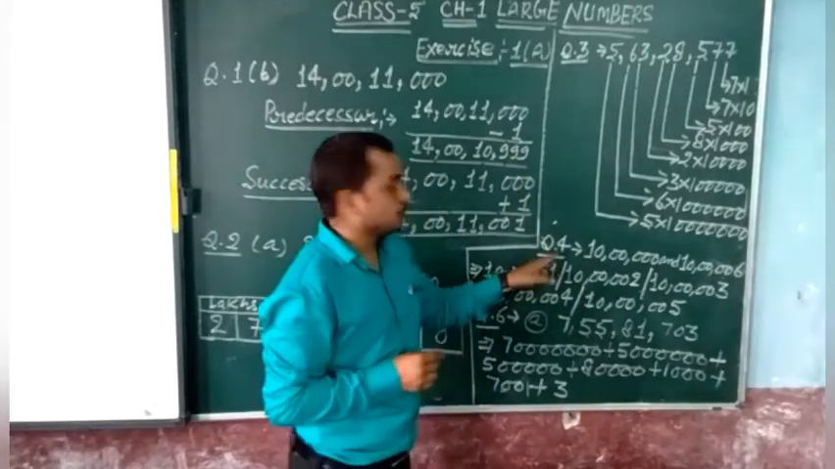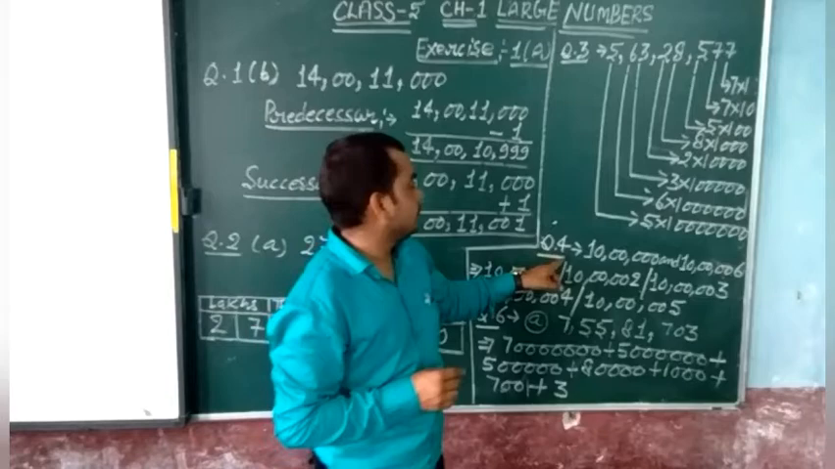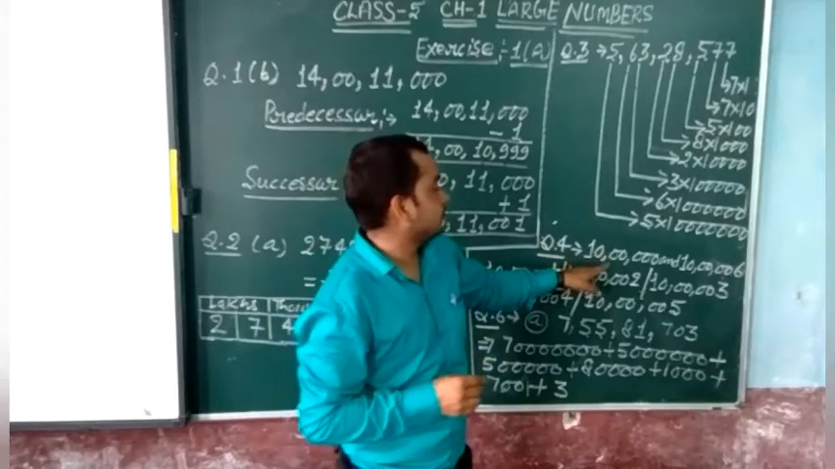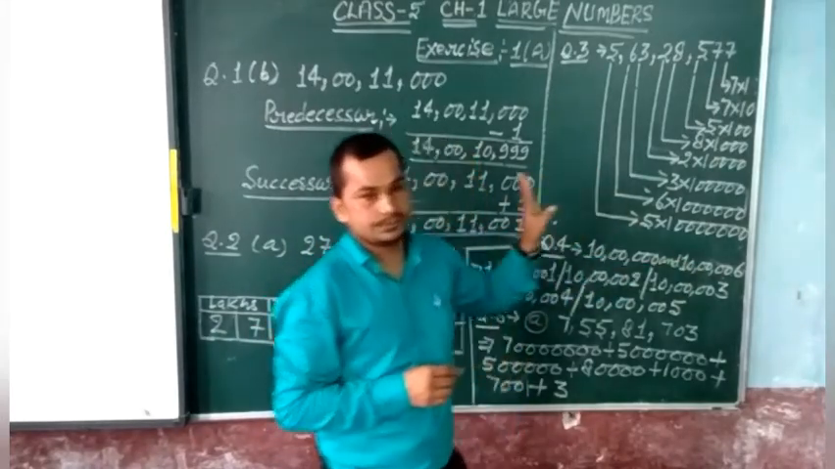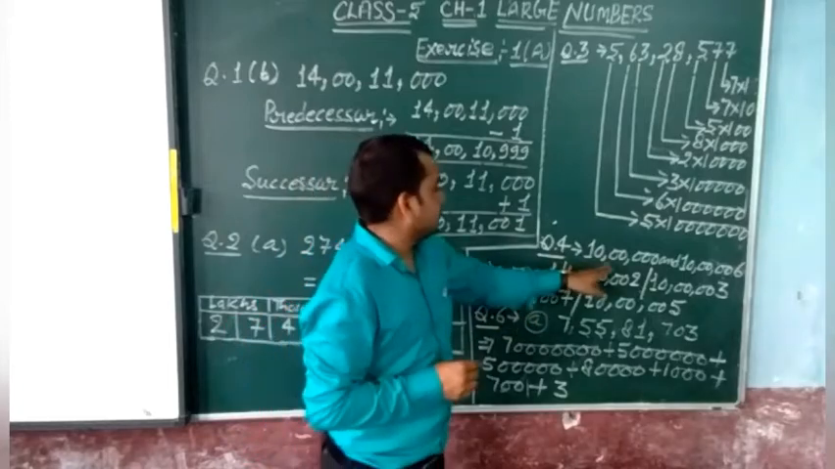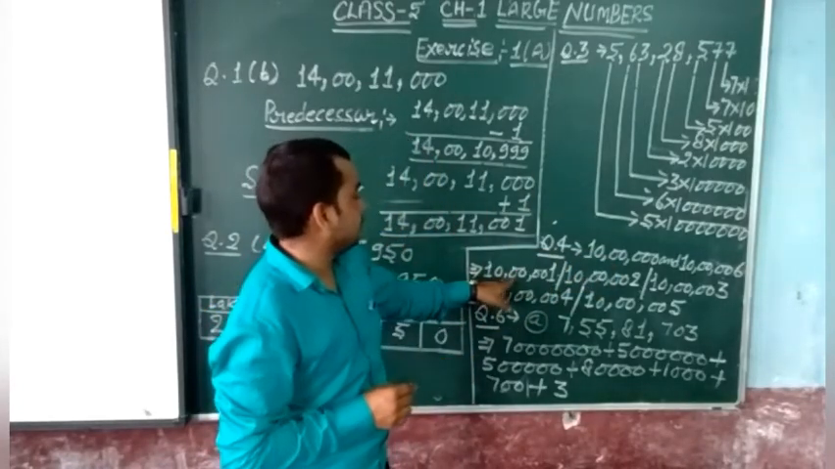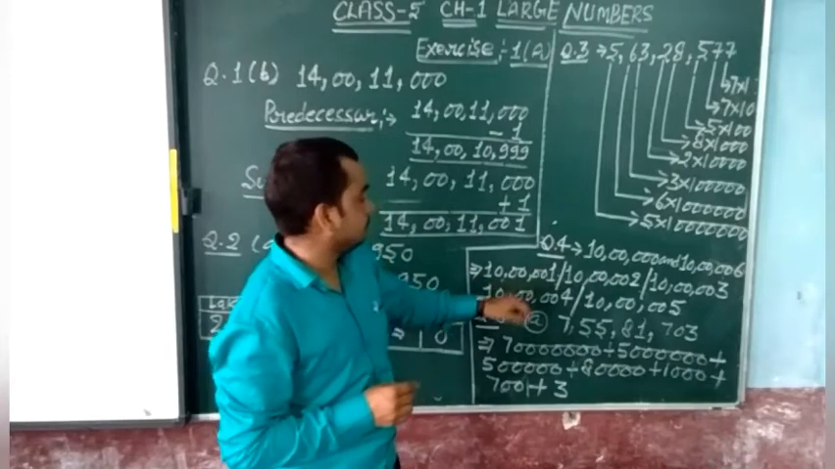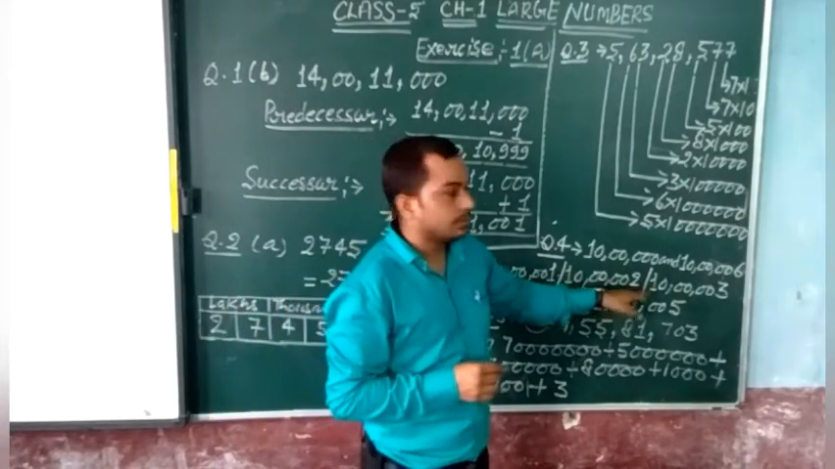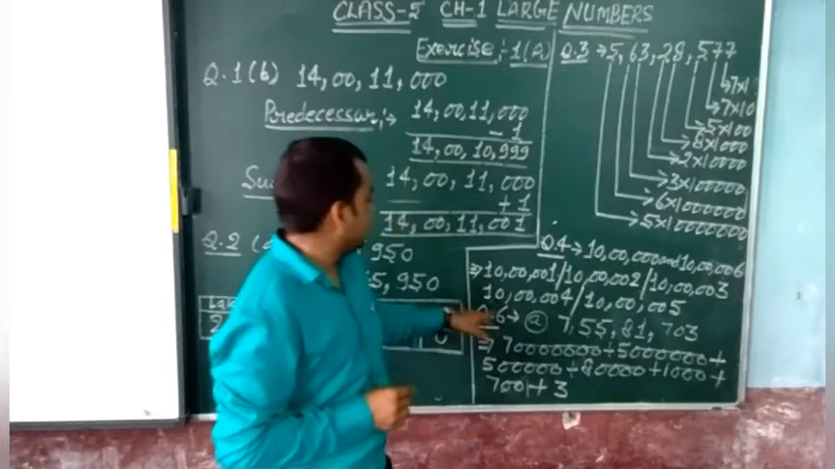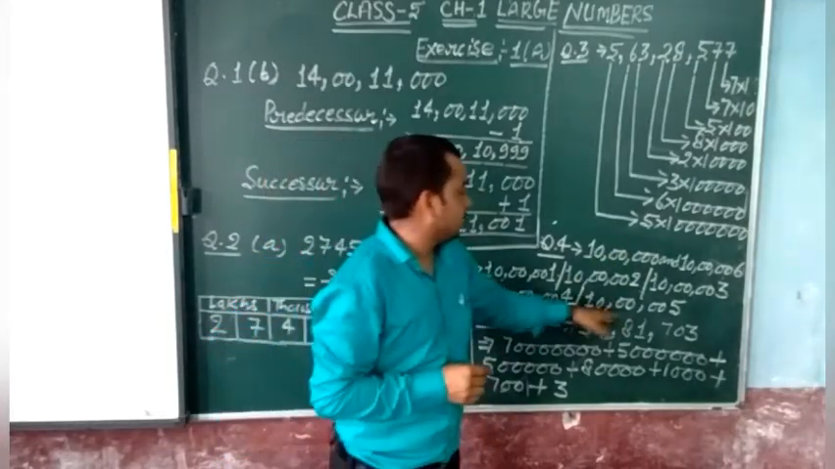Next, question number 4. Write the numbers between these two given numbers. So we take the successor of the given number: 10 lakh 1, 10 lakh 2, 10 lakh 3, 10 lakh 4, and 10 lakh 5.